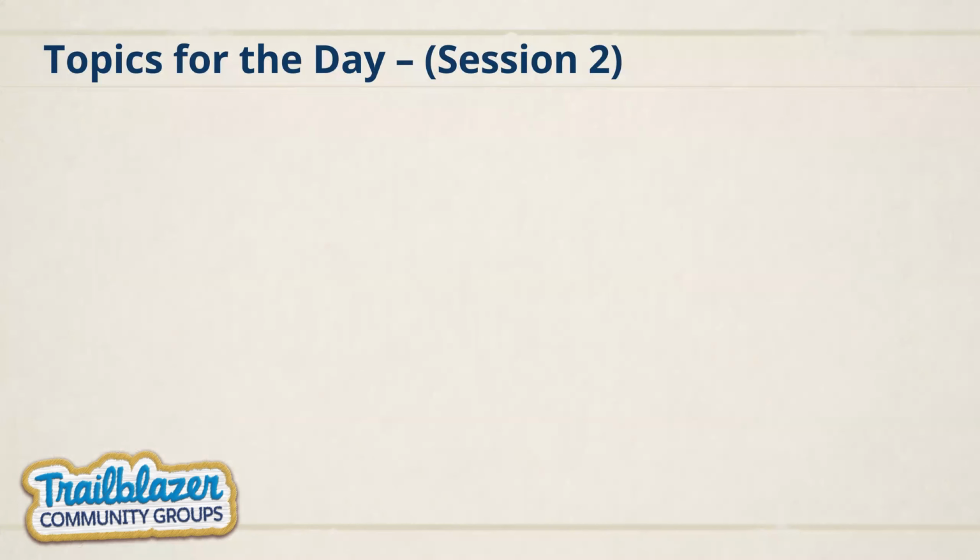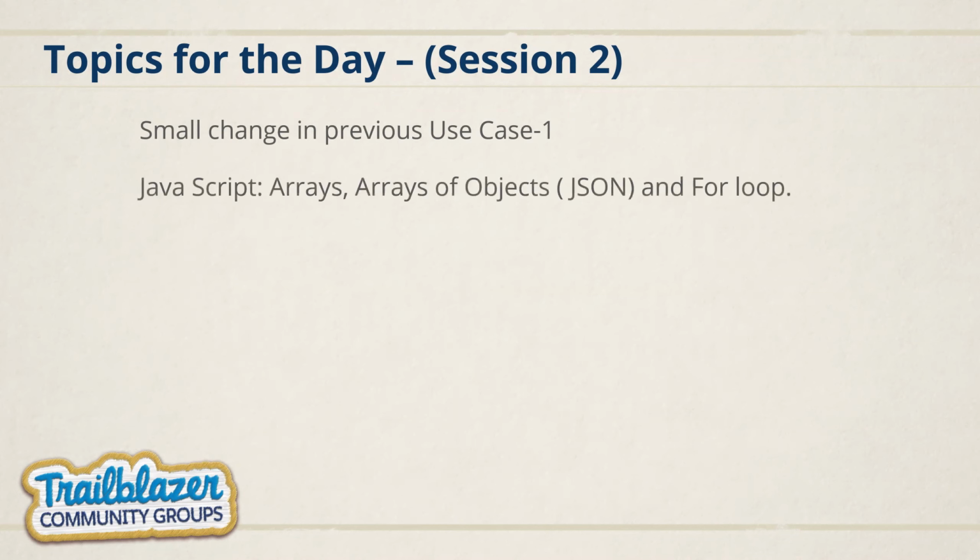Coming to today's session, we are going to make a small enhancement to the previous session. Then we will go into a little bit advanced topic in JavaScript, which is arrays of objects, also called JSON. We will also look at a very simple example of a for loop. This is only going to cover the bare minimum topics for this session from a JavaScript perspective. So if you don't know much about JavaScript yet, I would highly recommend you go and watch a tutorial on YouTube.